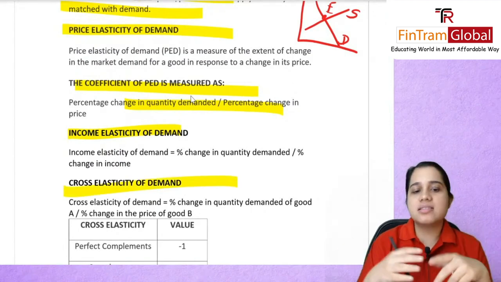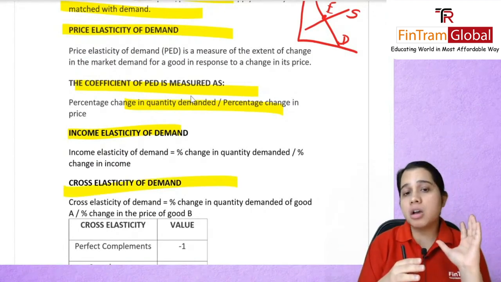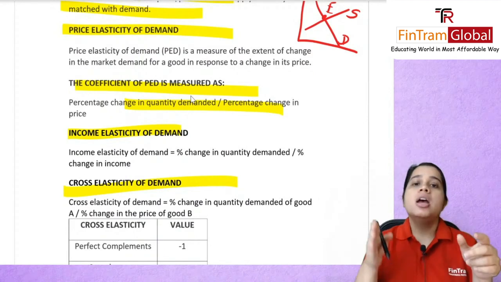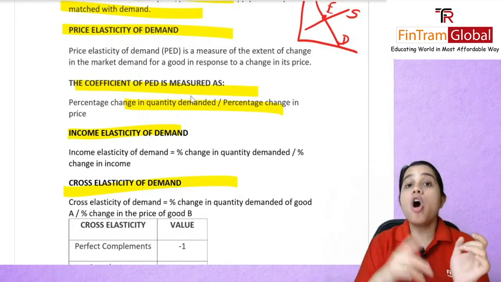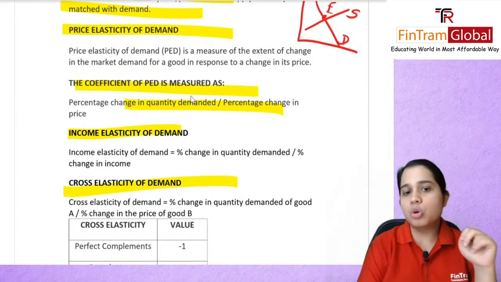And you have your cross elasticity of demand, wherein it is the percentage change in quantity demanded of good A divided by the percentage change in price of good B. So this is between two goods.